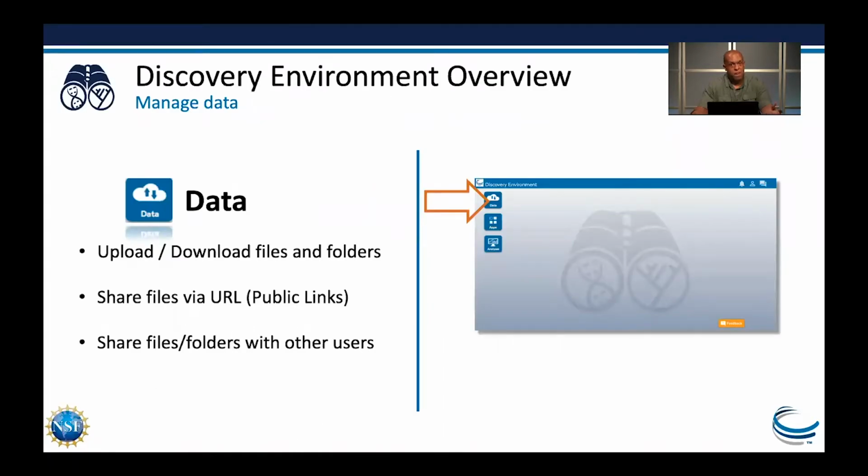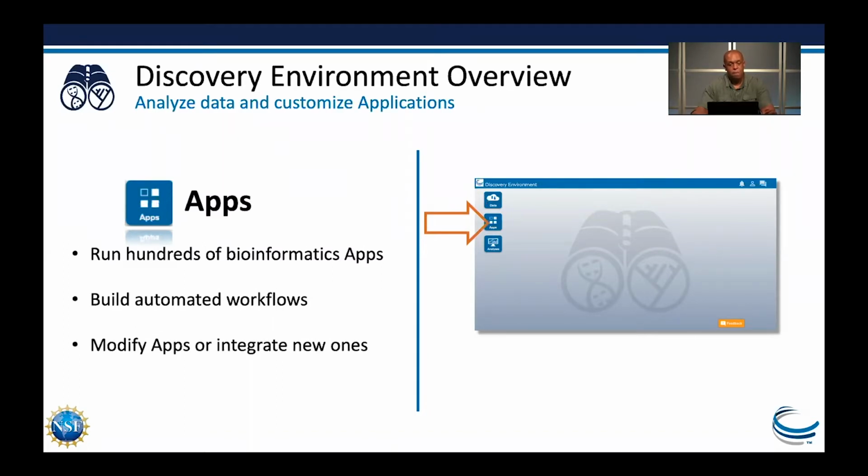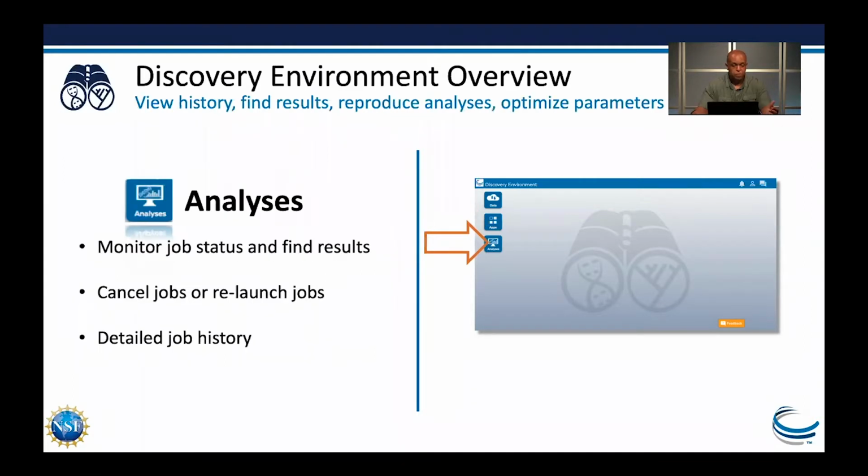We've already seen the data window, and that's where you go to upload and download. You can upload and download small files and folders. You can share, and that's what I focused on, and you can also work with metadata. We're going to talk about applications, including VICE, but essentially from here you can run any of the applications that have been integrated. You can modify apps, and there are some workflow creation tools. And in analyses, you have a history of what you've done.